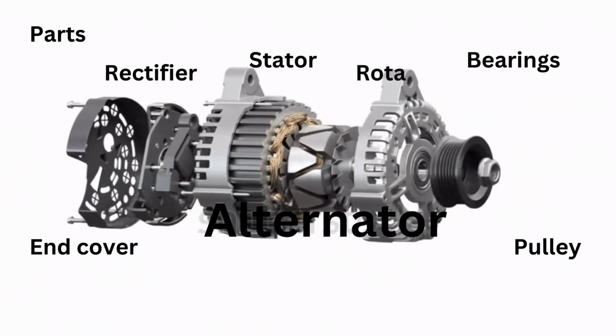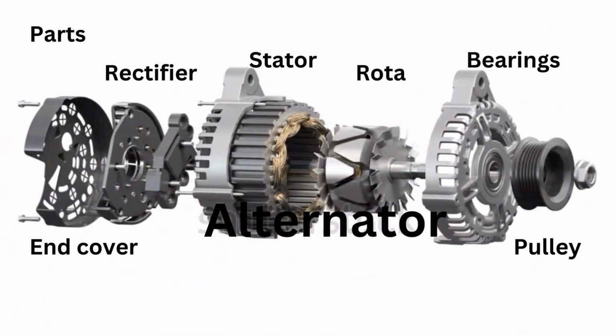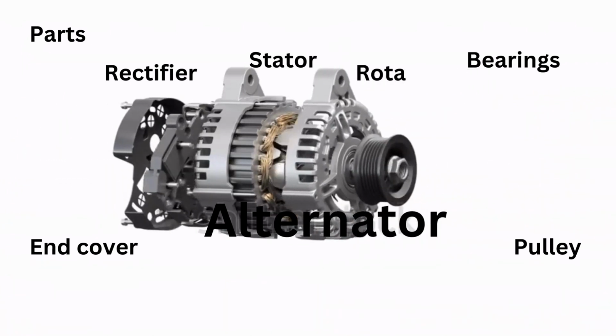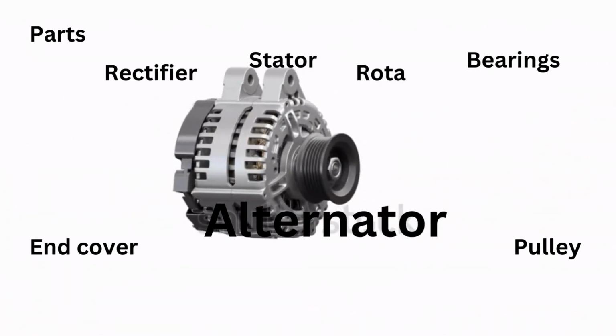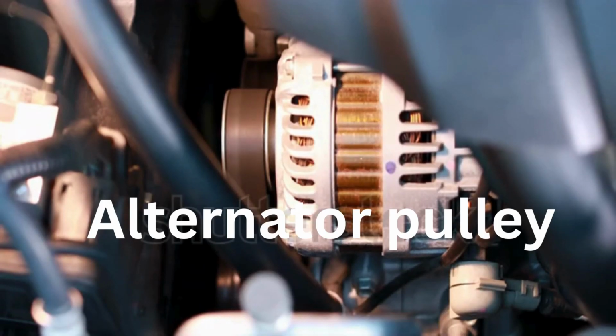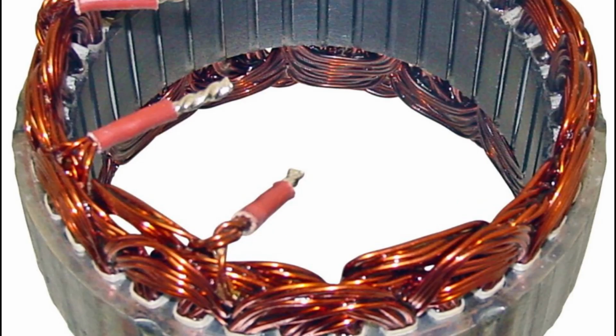Rotor and stator. The alternator consists of two main components, the rotor and the stator. The rotor is the rotating part of the alternator, usually driven by a belt connected to the engine's crankshaft. The stator is the stationary part surrounding the rotor.